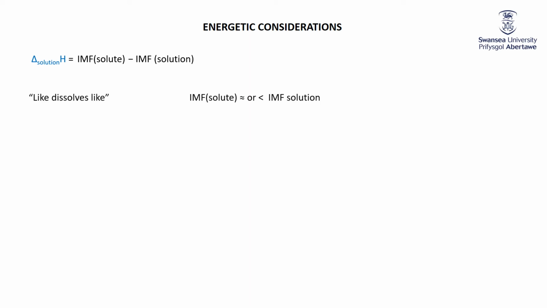Now, like dissolves like means that the IMFs in the solute and the solution are pretty much the same. So therefore, the IMF in the solute is approximately equal to, maybe a little bit less than, the IMFs in the solution. In that case, delta H of the solution is either going to be exothermic, where the solution is greater than the solute, or slightly endothermic, when it's a little bit less than. Okay, so in other words, not very big energy change, or delta H, or if you do have one, then a definitely exothermic delta H.